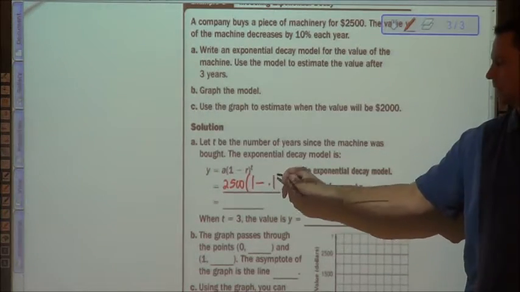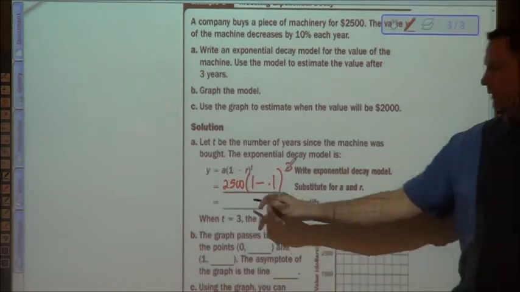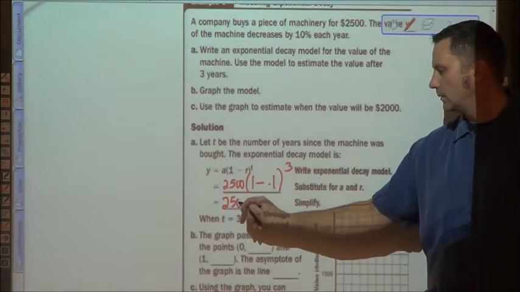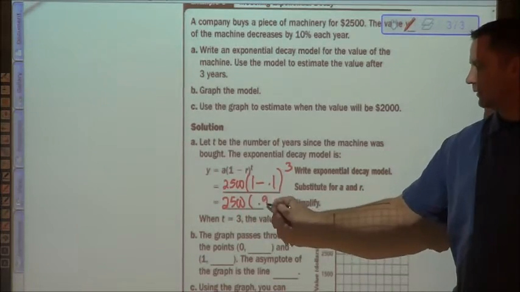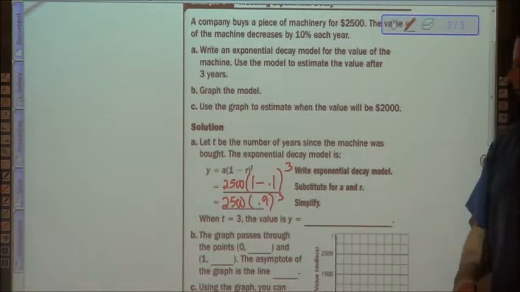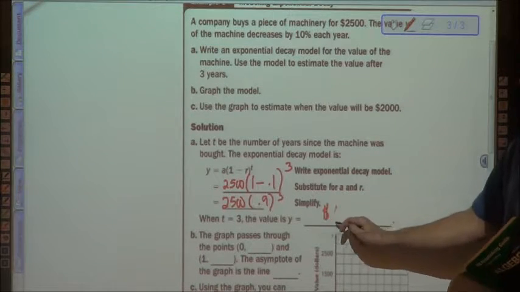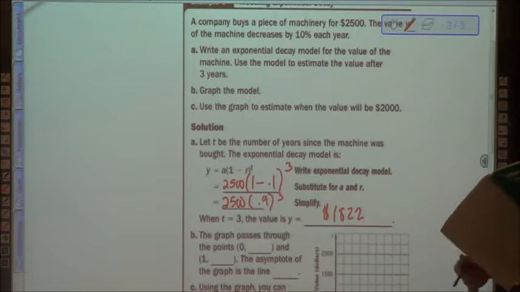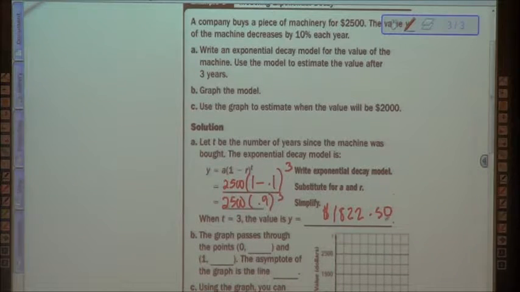So 2,500. And then 1 minus, what's r? 0.1, yeah, 10%. And then we're going to just go ahead and put the 3 years on that. So that's going to be 2,500 times 1 minus 0.1, which is 0.9, to the third power. Okay? So if you plug that in, after 3 years, the machine's worth $1,822.50. Okay, so it's depreciating 10% a year. That's a pretty big chunk, right?